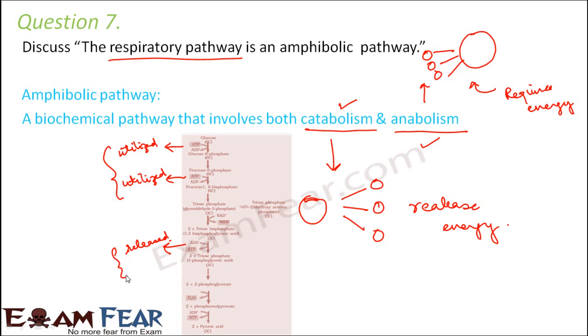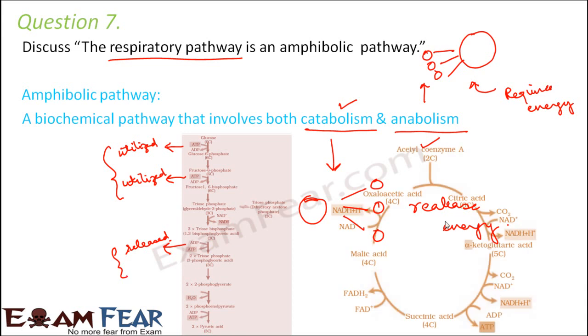So it is not only about glycolysis. Even if you take the example of the Krebs cycle, there also you will see at certain points energy is released, which means that it is a catabolic reaction, whereas at some other places the energy is utilized, making it an anabolic reaction. So the respiratory pathway is indeed an amphibolic pathway because it involves both catabolic as well as anabolic reactions.